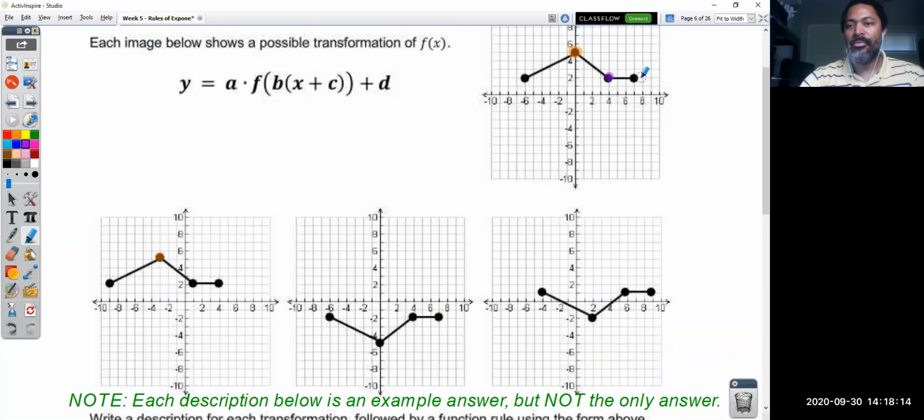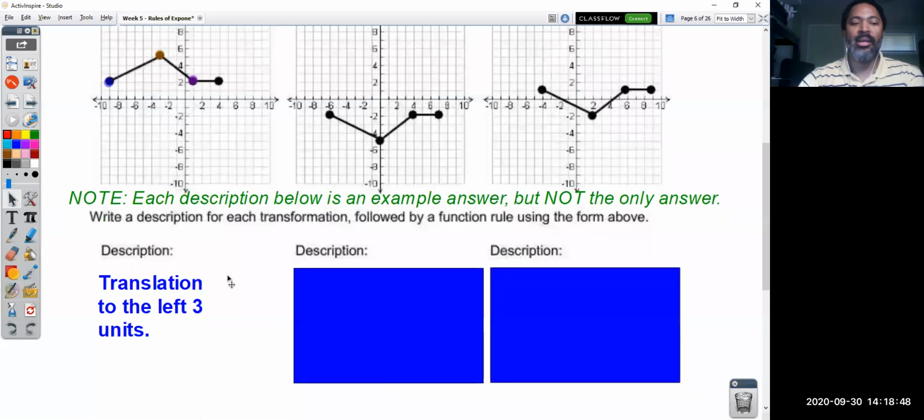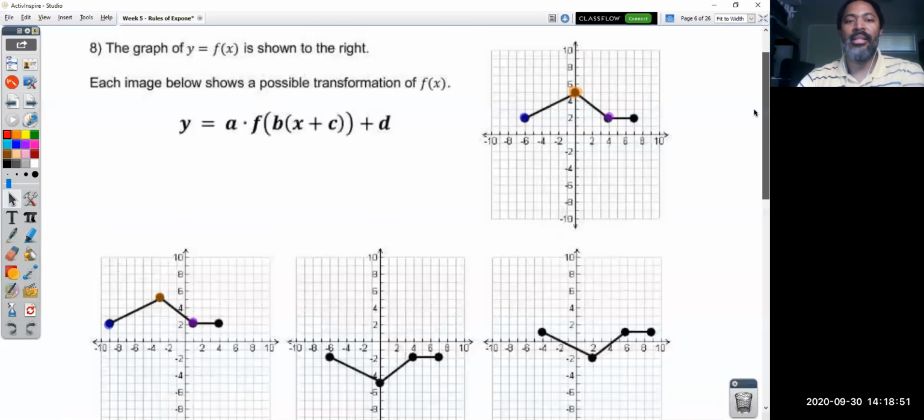So here's a point 4, 2. Now, instead of asking what happened, let's apply the rule and see if that's what actually happened. So 4, 2, translate 3 to the left, I would be at 1, 2. Look down here at the image, and I'm at 1, 2. Awesome. Here's another point, negative 6, 2. If I translate that 3 to the left, I should be at negative 9, 2. I look at the image, negative 9, 2. Awesome. So given a pre-image and an image, you should be able to describe to me what happened in this transformation.